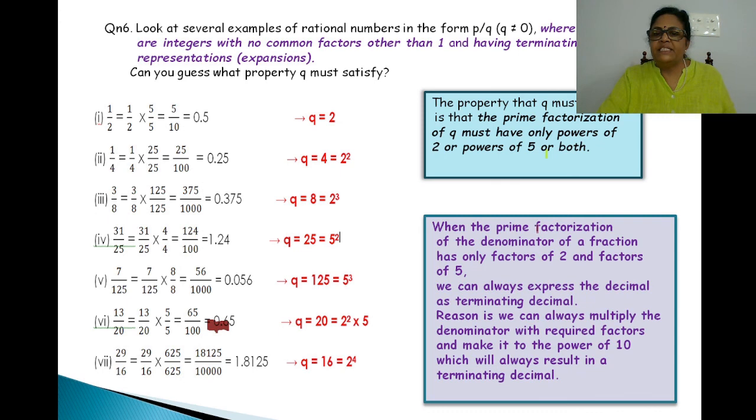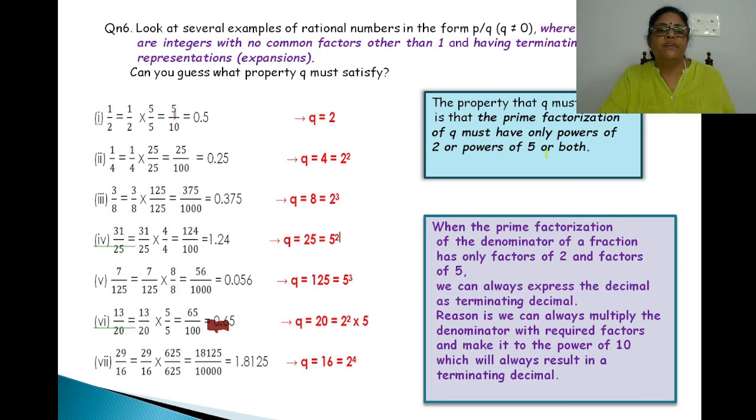When the prime factorization of the denominator of a fraction has only factors of 2 and factors of 5, we can always express the decimal as a terminating decimal. Reason: we can always multiply the denominator with the required factors and make it a power of 10, which will always result in a terminating decimal.